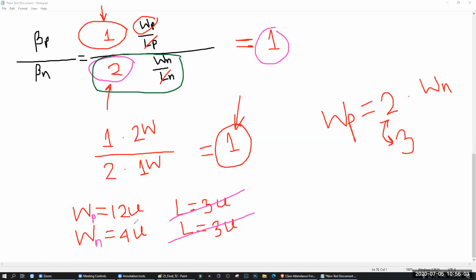Why are they 12 and 4? Because I told you your WP is equal to twice the Wn or thrice the Wn or 2.5 times Wn, okay, 2 to 3 times, right? So how much is this? How many times? Thrice. So 3 times, right? So your WP is 3 times the Wn. That's why your graph goes to the middle and your ratio is 1. Understand the ratio?